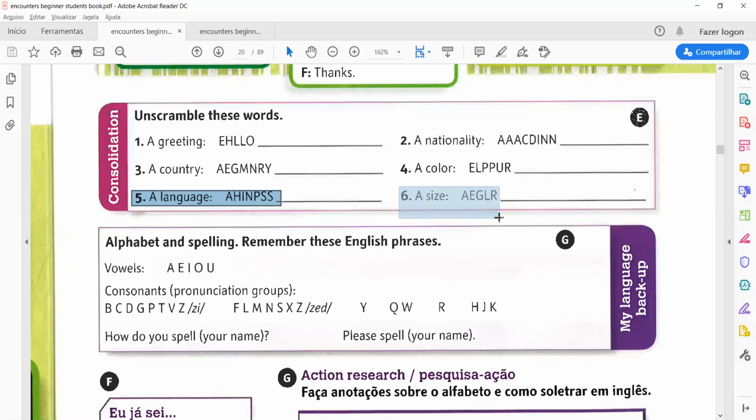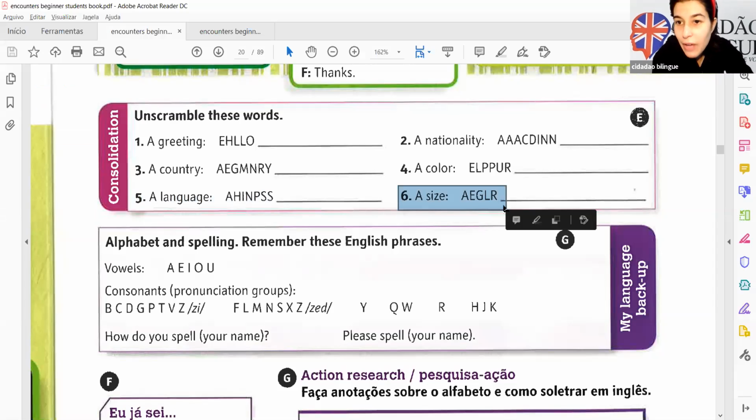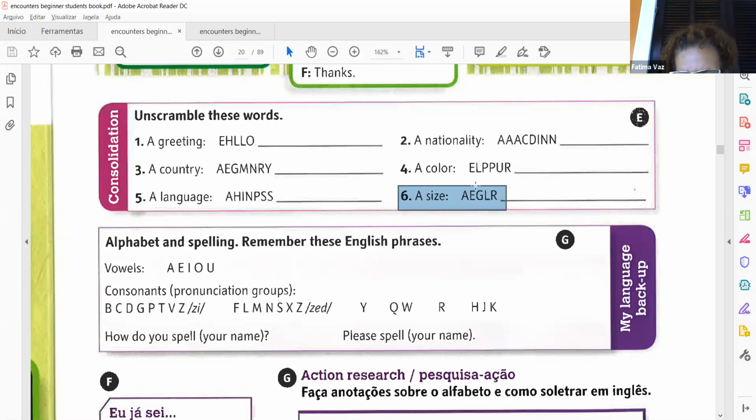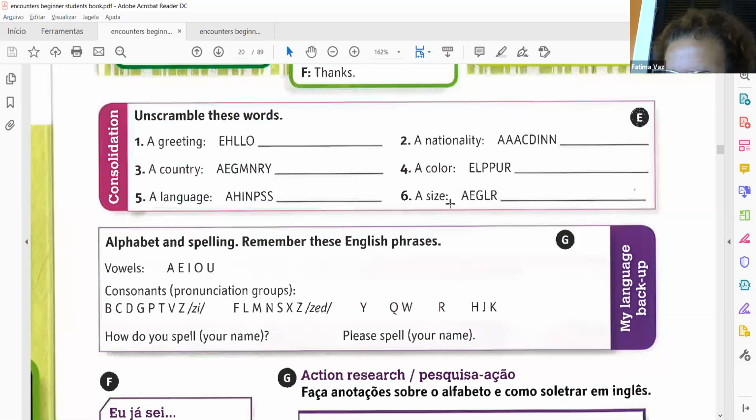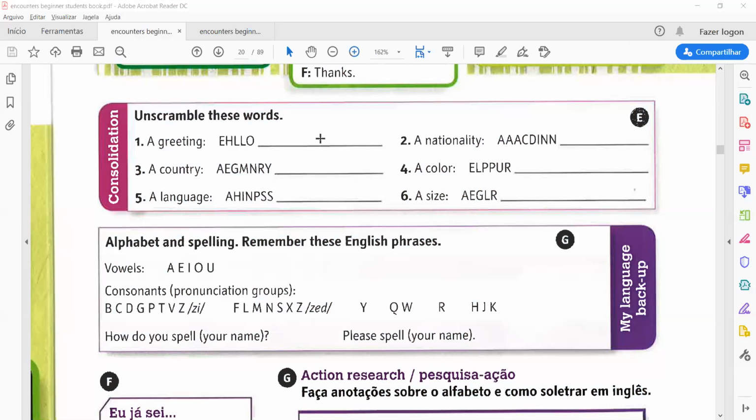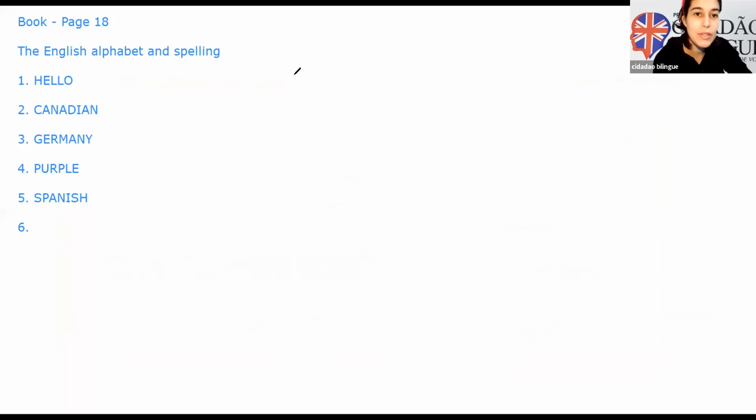And number six, a size, tamanho, Fátima. What's number six? Não, a size, é tamanho. É grande? Large. Okay, so number six is large. Okay, guys, very good. Let's continue then.